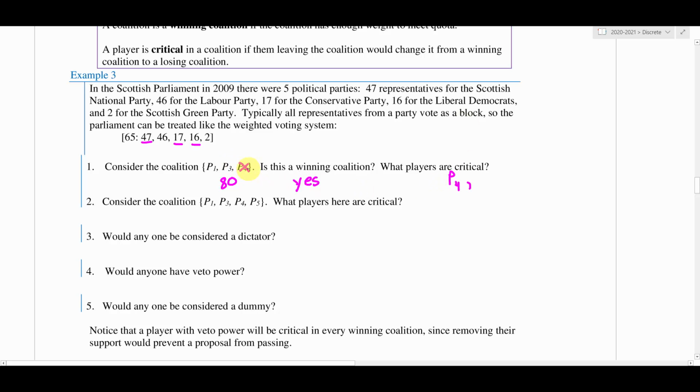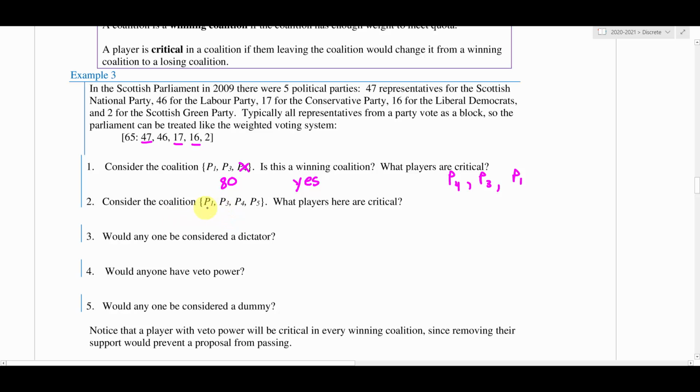And if player 4 was critical because they had 16 votes, well, then player 3 would be critical because they have even more. So if player 3 left, player 1 and player 4, who remain in the coalition, would not be able to pass a measure anymore. So player 3 is also critical. And obviously if player 4 and player 3 are critical, player 1 is going to be critical because player 1 had 47 votes. There's no way you're going to pass a measure in your coalition without player 1.